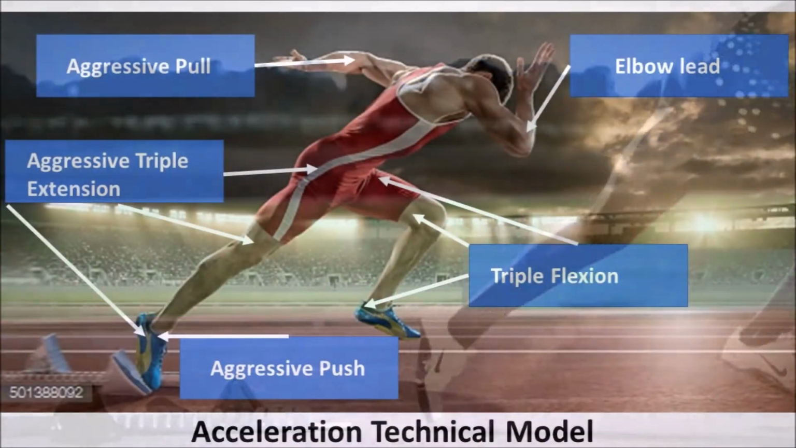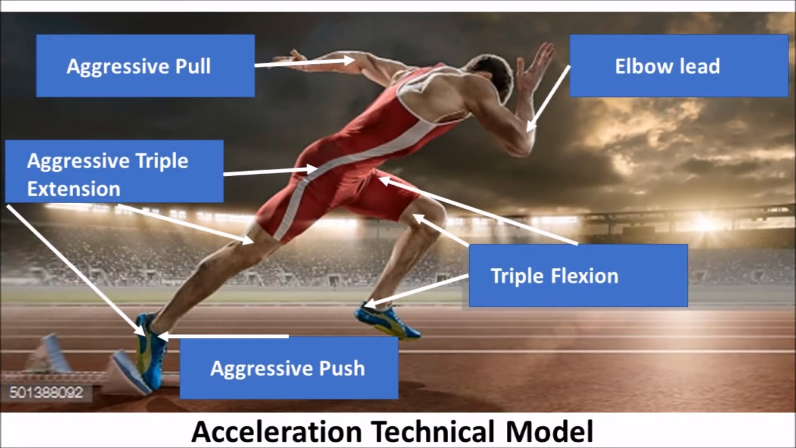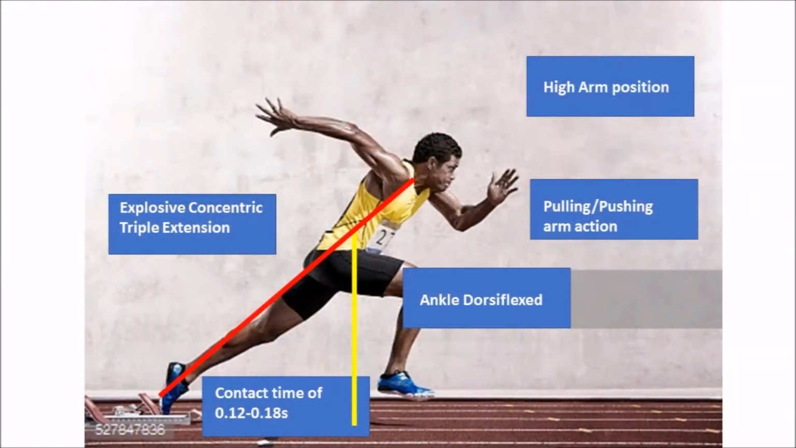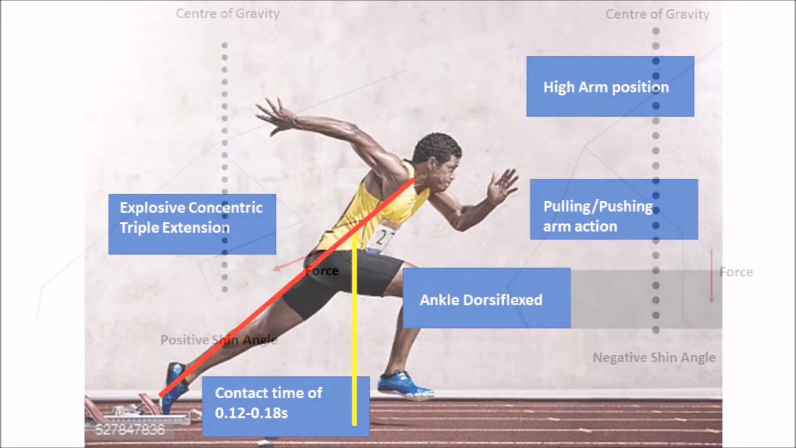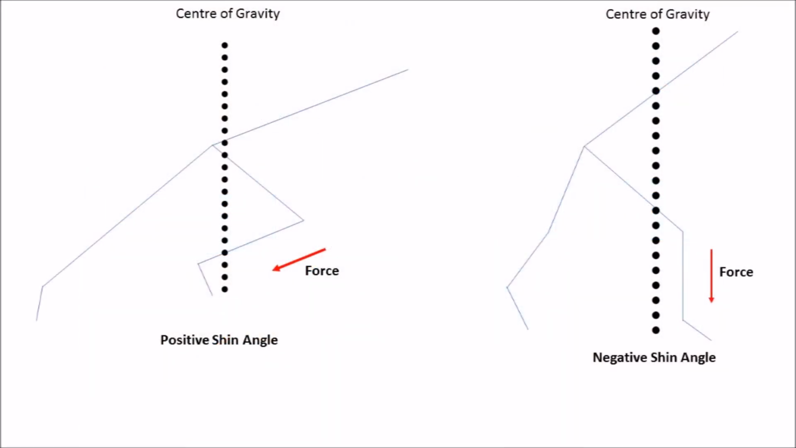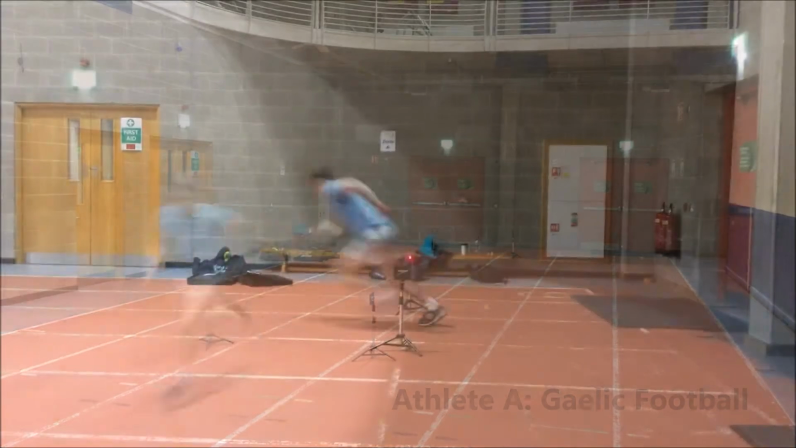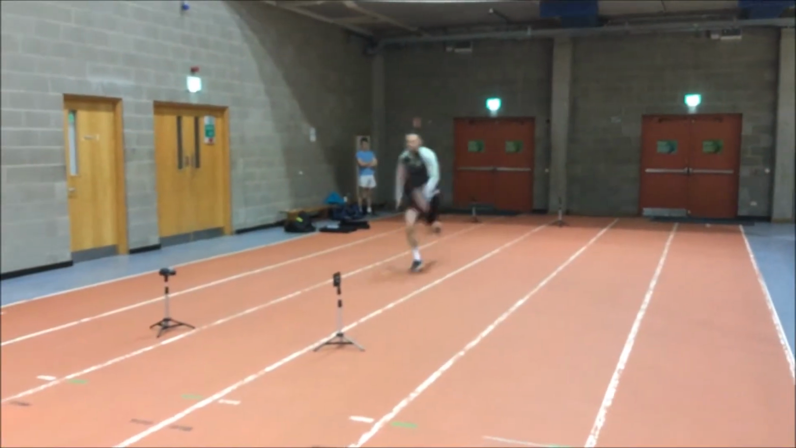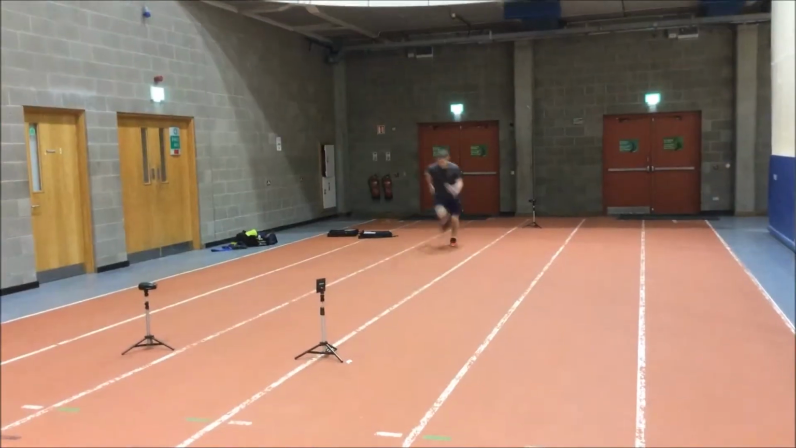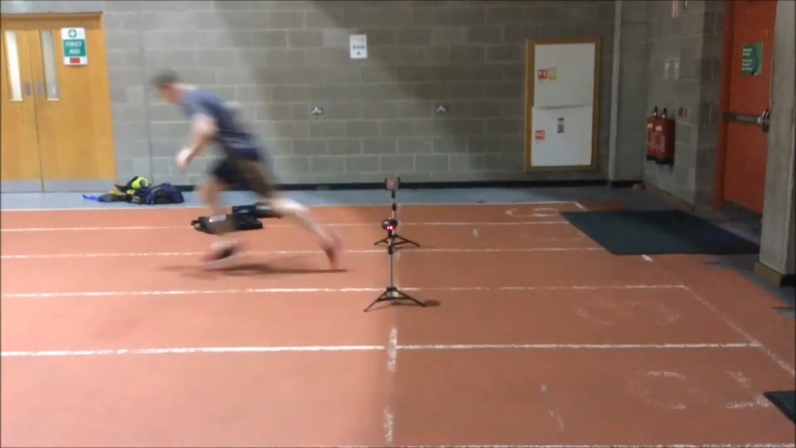In this video I'm going to analyse the acceleration technical model for a sprinter. On the slide shown you can see some key points that the athlete must perform when performing the acceleration portion of a sprint. Throughout this video I'll analyse 4 particular athletes from 4 various sports and identify their ability to perform a 10 metre sprint before and after intervention, and quantify this by the times taken to perform.